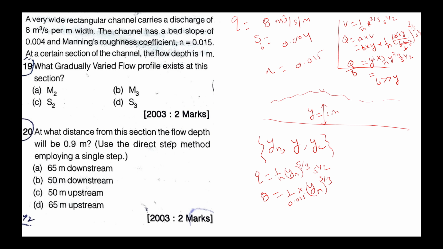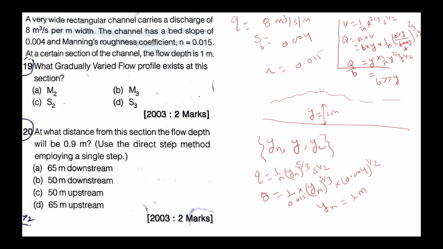So what is s here? s is nothing but your bed slope. So your s value is 0.004, to the power 1 by 2. So you will get yn is equal to 1 meter.